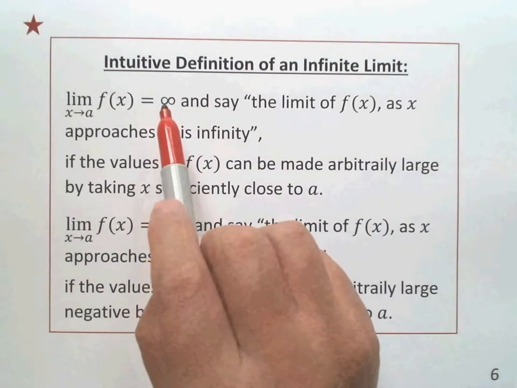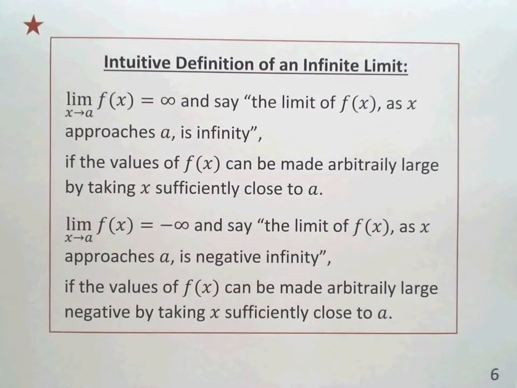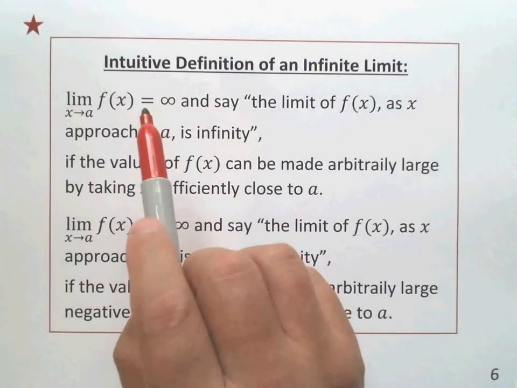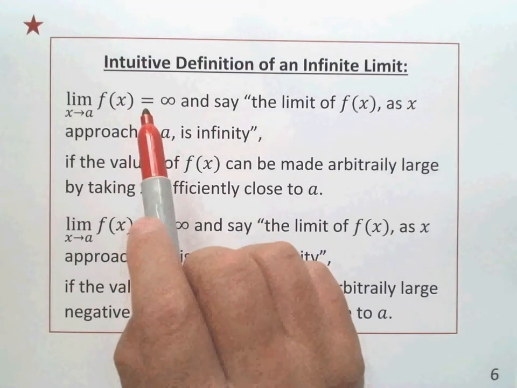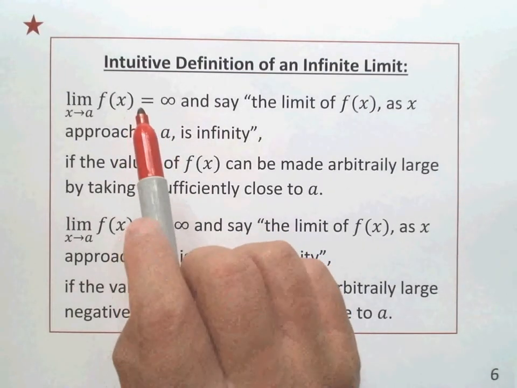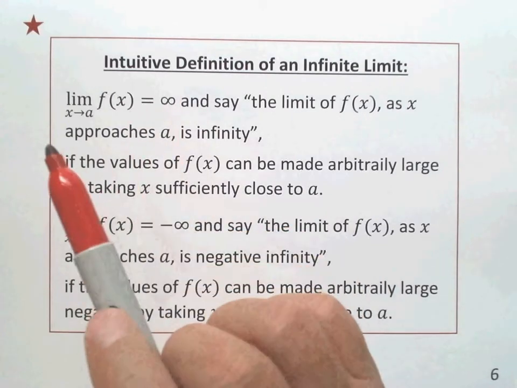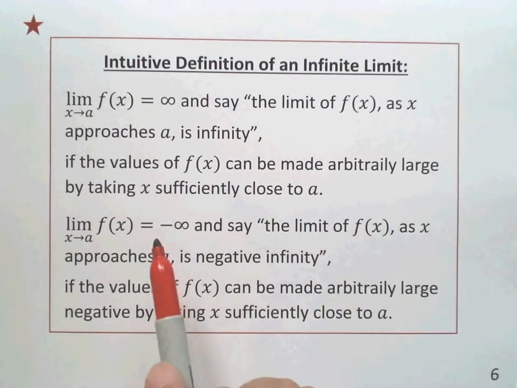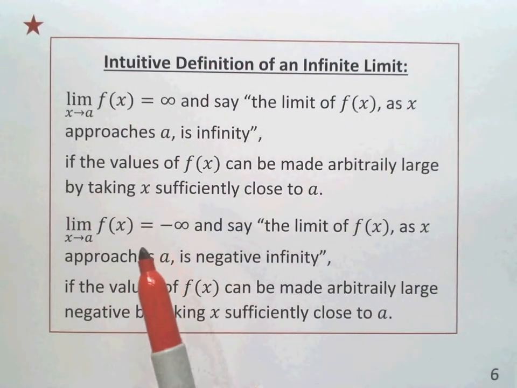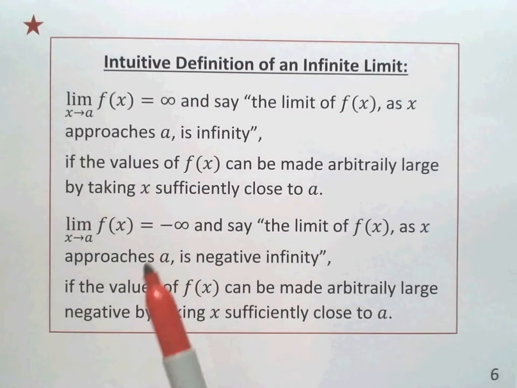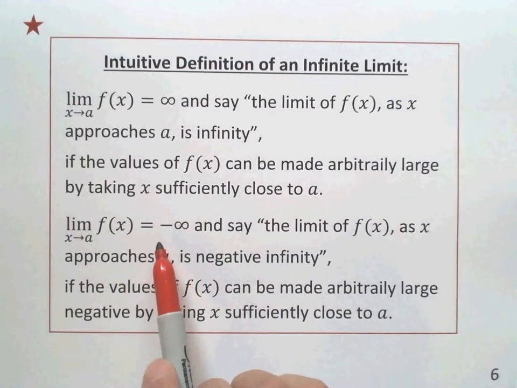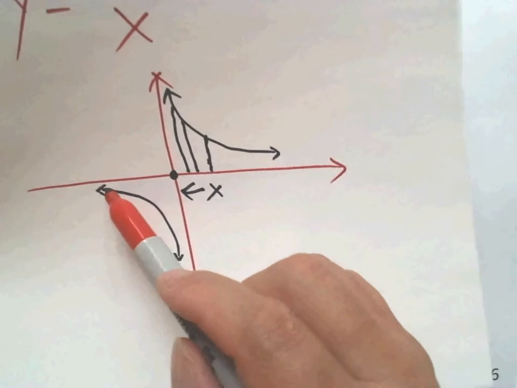Keep in mind that infinity is not a number, it's not a real number, and this exactly means that the limit does not exist. However, it's a divergence to infinity. And another case where the limit does not exist, it diverges to negative infinity. What does this mean? Simple like this.